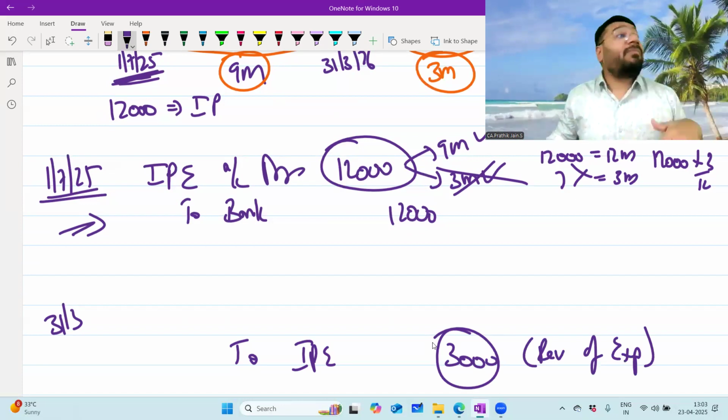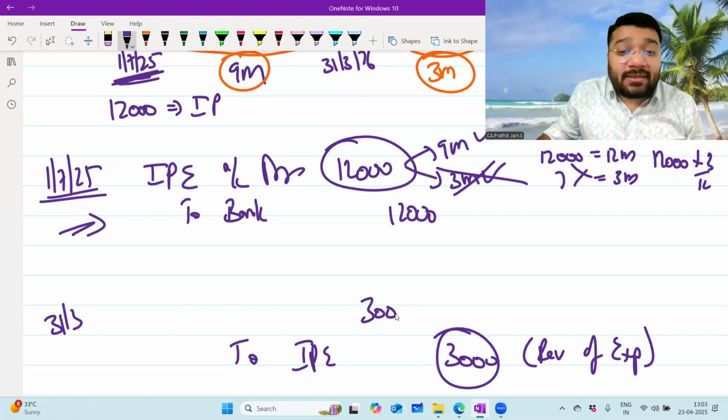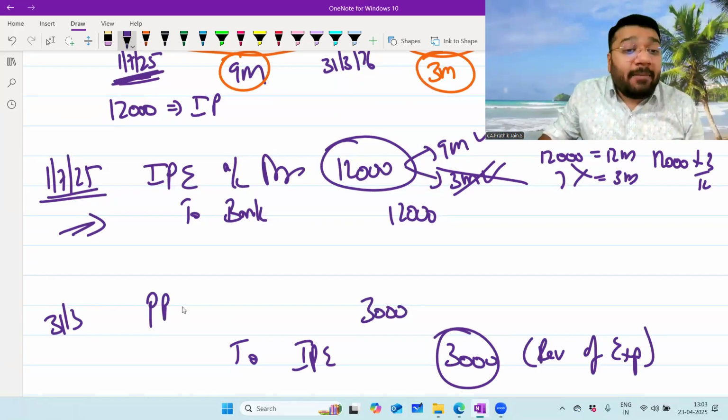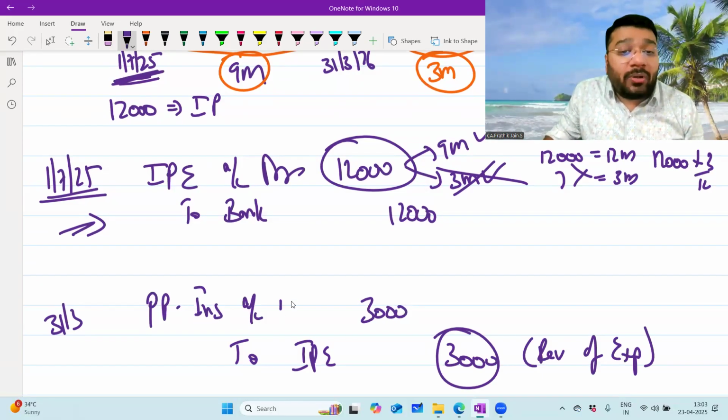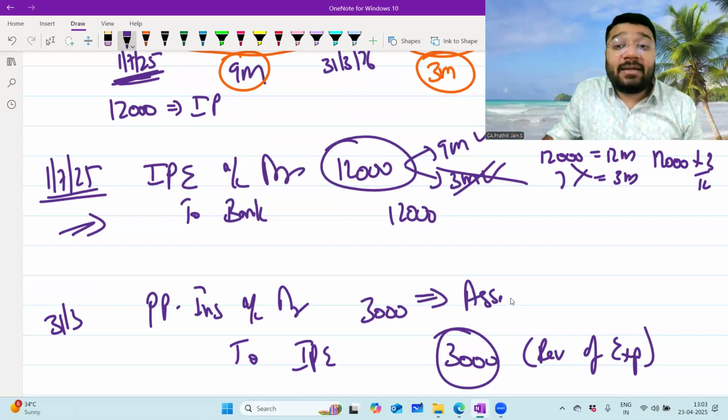You remove 3,000 from debit and put in credit. No. In place of that, I have to give some other debit. What is this 3,000 debit? It is called prepaid insurance account debit. What is the nature of prepaid insurance? It is an asset.